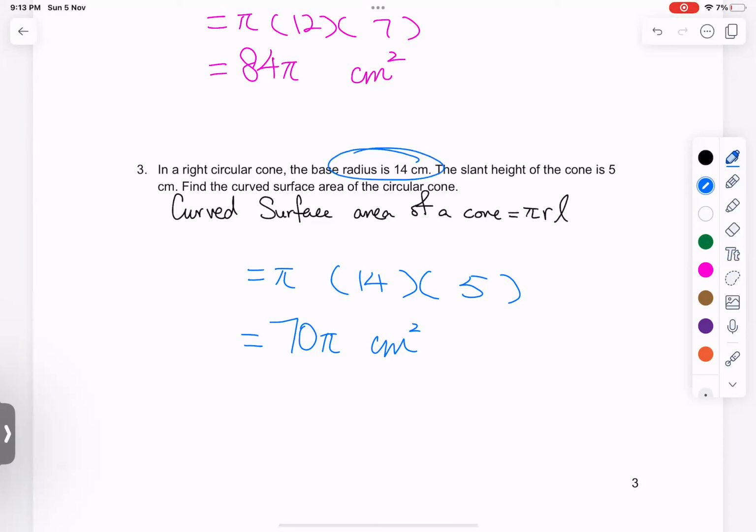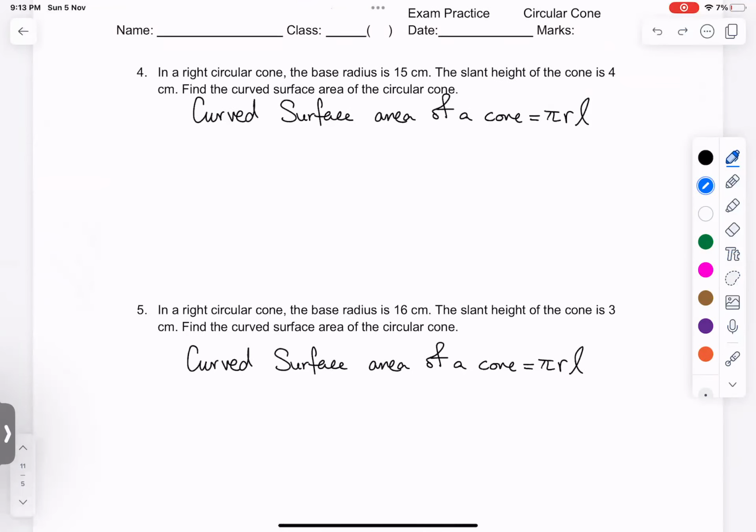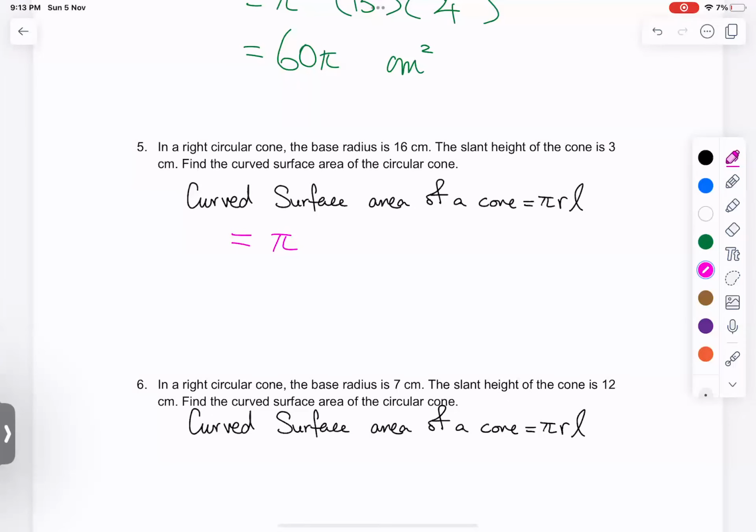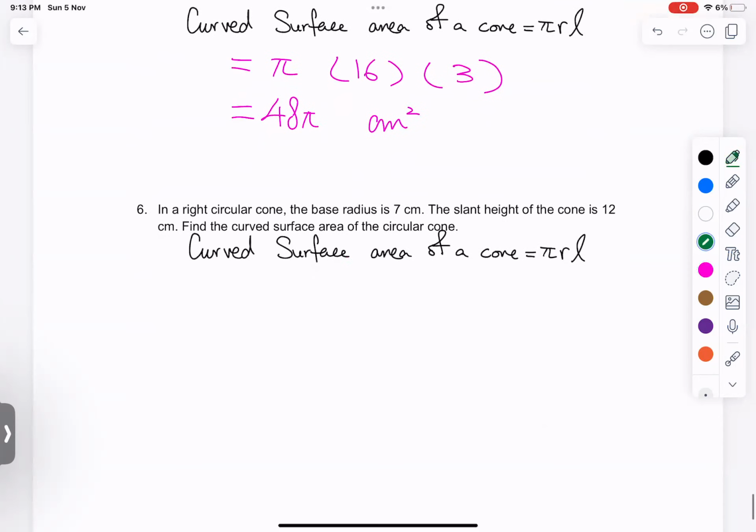Okay, find the radius, find the slant height. So again, curved surface area is pi r L. R refers to radius, which is 15. Slant height is 4. So 60 pi cm squared. Continue. Pi r L. 48 pi cm squared. And then the last question for this video, pi r L.